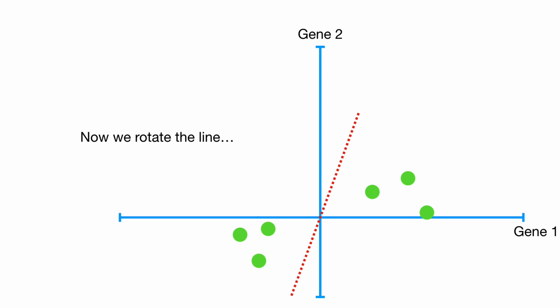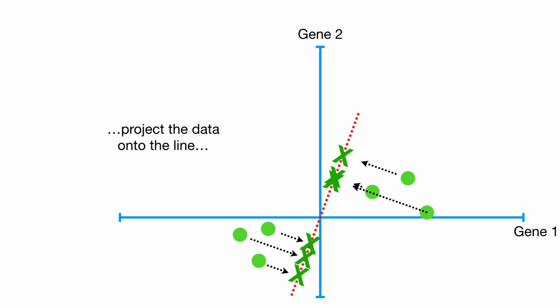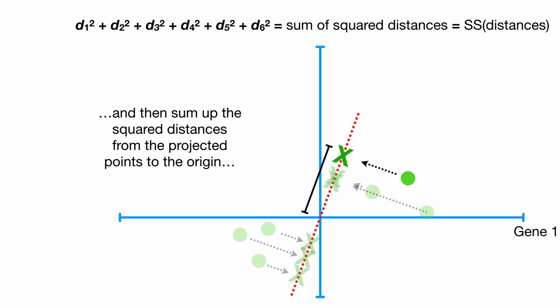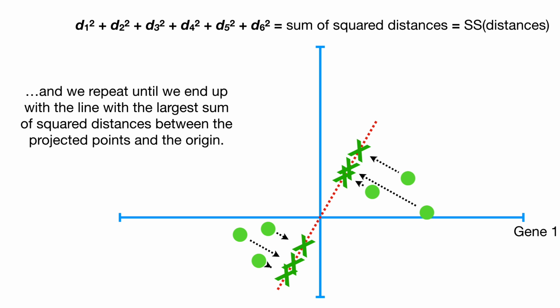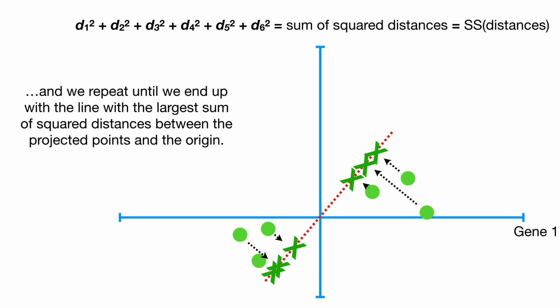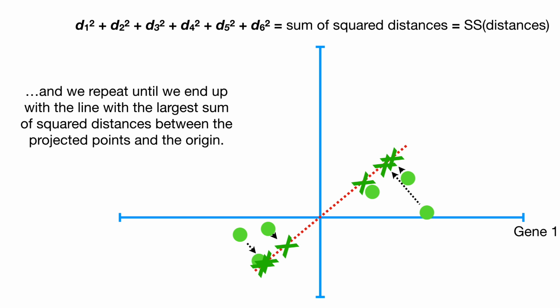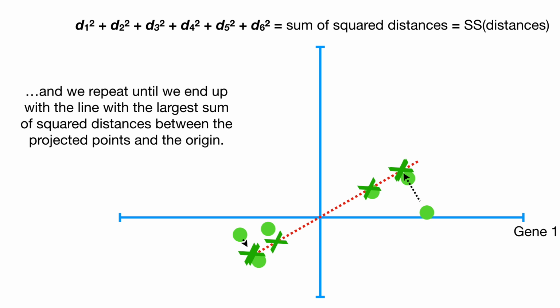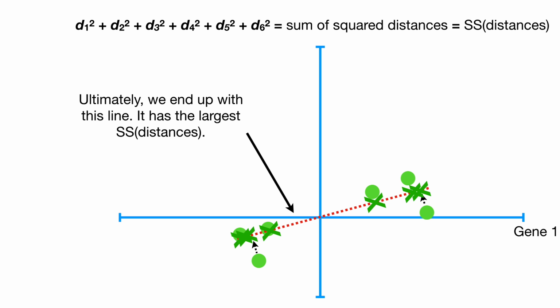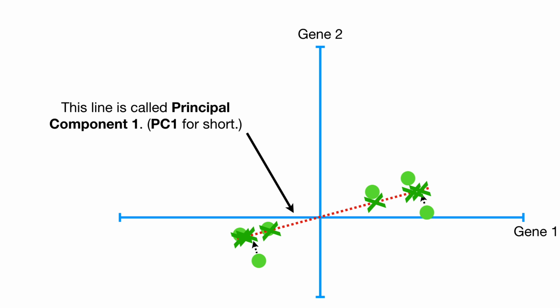Now we rotate the line, project the data onto the line, and then sum up the squared distances from the projected points to the origin. And we repeat until we end up with the line with the largest sum of squared distances between the projected points and the origin. Ultimately, we end up with this line. It has the largest sum of squared distances. This line is called Principal Component 1, or PC1 for short.